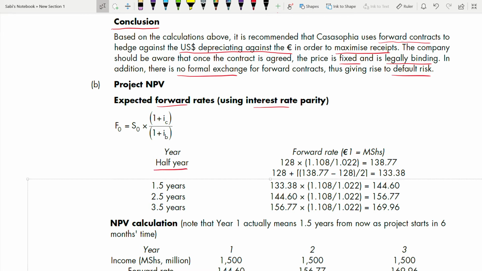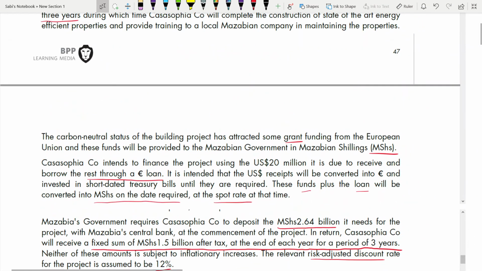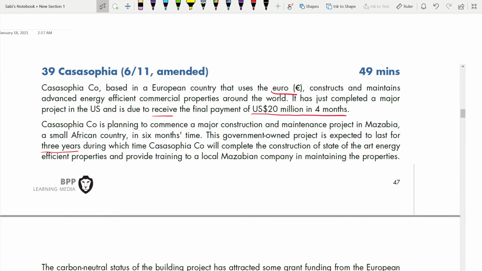How do you know? Right? Your question is, how do you know? Go through the case study. Okay. Maintenance project, Mezabas, read the second paragraph. It is planned to commence a major construction and maintenance project in Mezabas, Southern Africa, in 6 months' time. In 6 months' time, starting from 6 months onwards, whenever they say. If it were in 10 months' time, or in year 0, they would say, okay, at the end of year 0, at the end of year 1. They specifically say like that. When is the starting date? Okay. So this is 6 months' time.